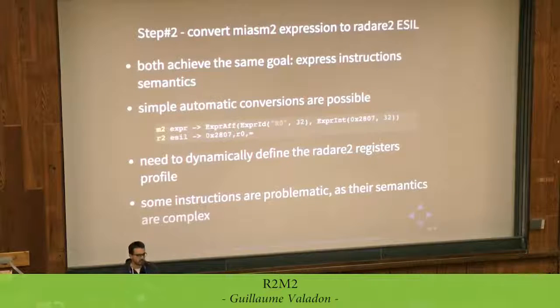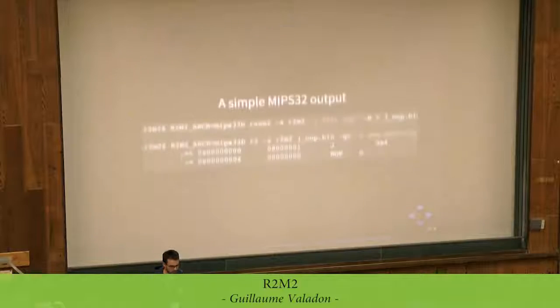Step 2, more complicated, is to take miasm internal expressions to ESIL. Again, that's the stuff Julien presented this morning. A miasm expression is something like that. That's kind of big. You have an affectation of an int value, that's my birthday by the way, into a register. And ESIL is like RPN stuff. You don't want to mess with that, it's too complicated. The idea is to convert from miasm to radare on the fly.